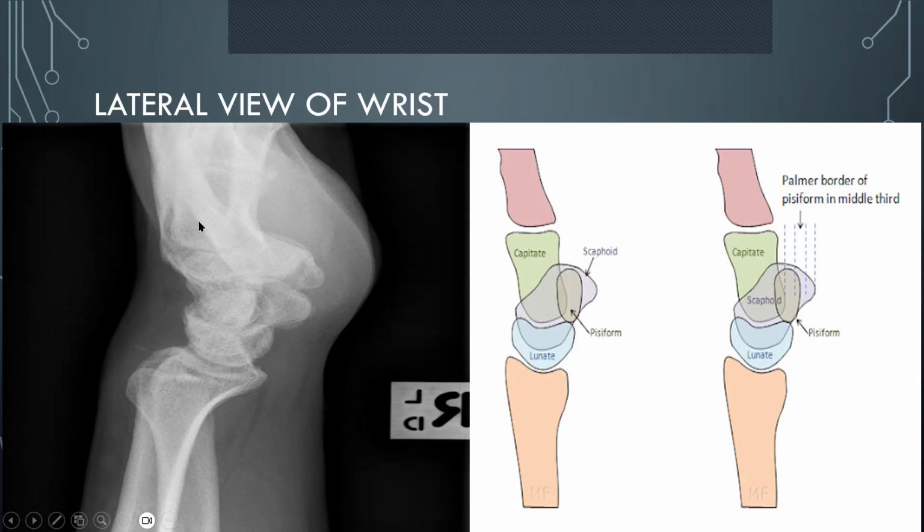All right. Now, what I'm going to do is show you all of the bones and how they sit and where they are. And we're going to talk about why the lateral wrist X-ray is so important and why missing it is such a problem as well. Okay.